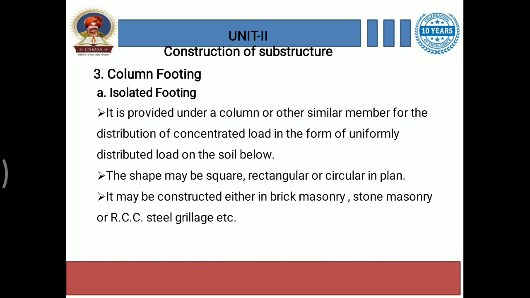Then there is column footing. There are two subtypes of column footing. First one is isolated footing. It is provided under a column or other similar member for the distribution of concentrated load in the form of uniformly distributed load on the soil below. See, this type of footing is provided to every individual column separately.